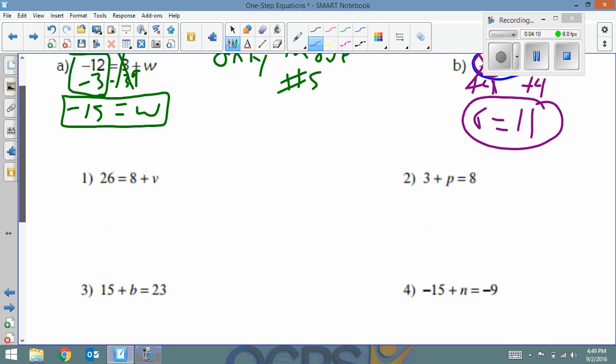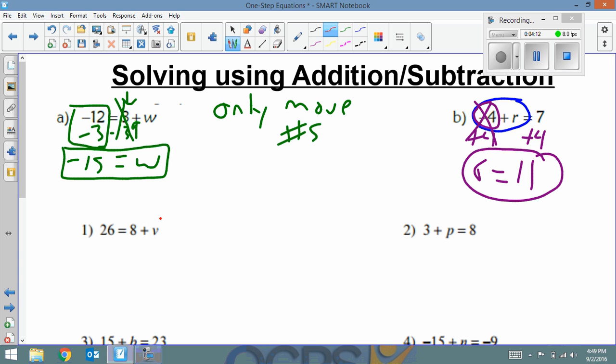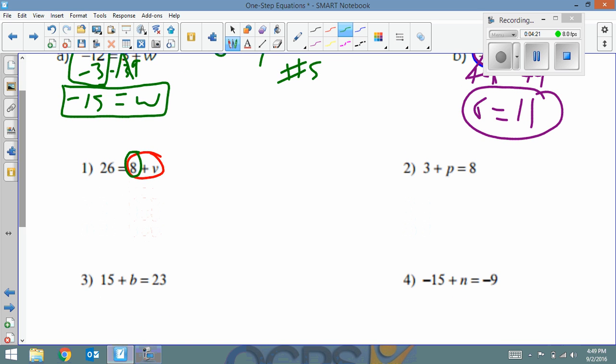Okay, let's take another one. So we're going to find our letter. Our letter's here. And then we're going to find the number on the same side of the letter, which is here. That's positive 8. What's the opposite of being positive 8? The opposite of being positive 8 is negative 8. So whatever I do to one side, I have to do to the other. So I'm subtracting 8. So those 8's go away. And I get v is equal to, what's 26 minus 8? 26 minus 8 is going to give me 18. So v is 18.